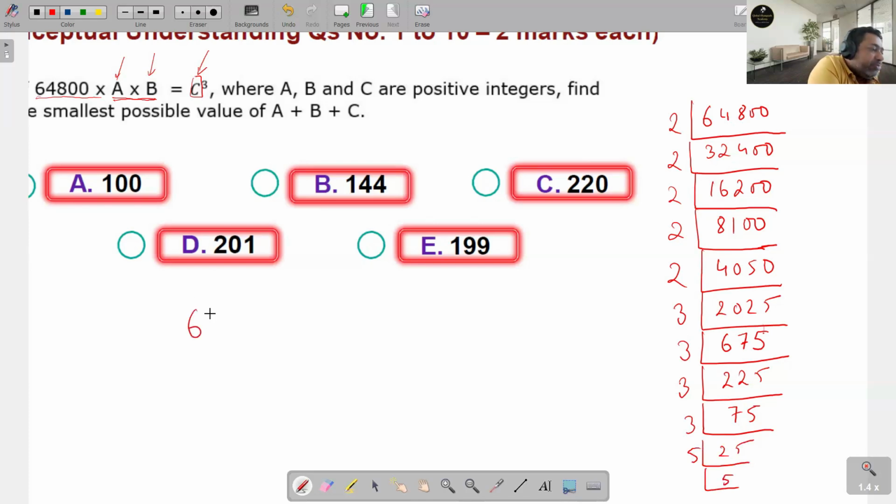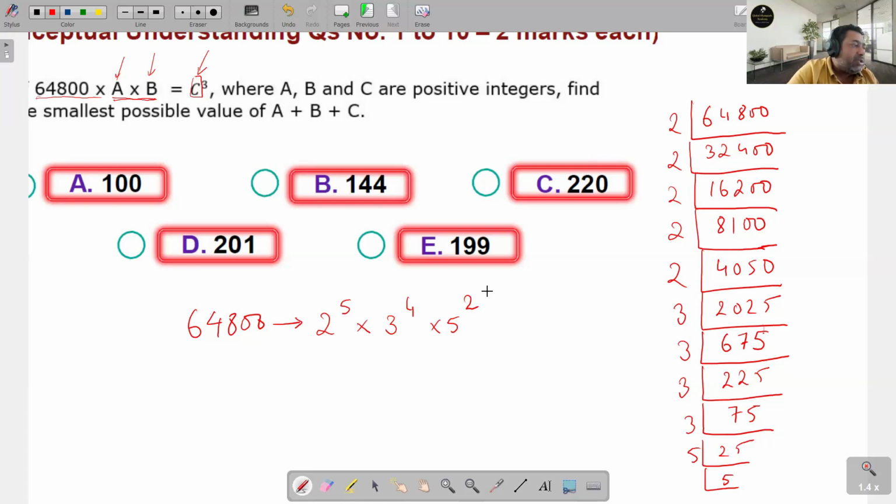So 64,800 is 2 appearing 5 times, 2 raised to the power 5, multiplied by 3 raised to the power 4, into 5 square. All right, so this is the prime factorized form of 64,800.